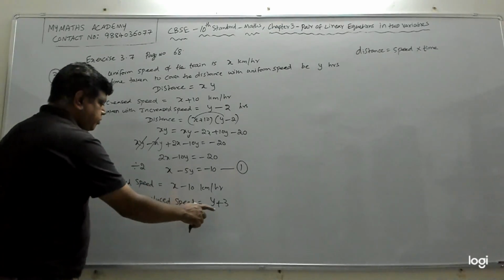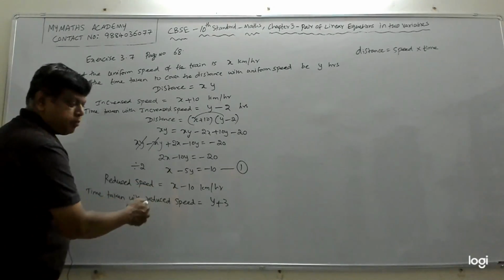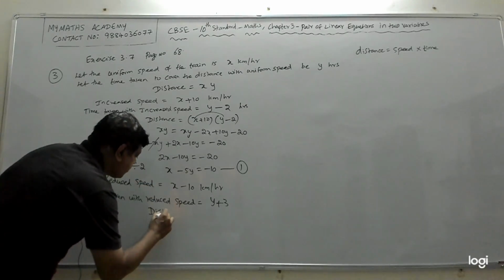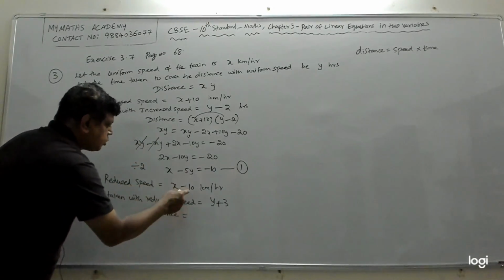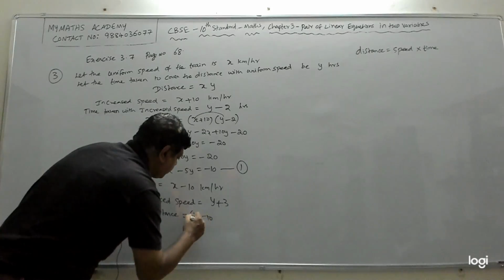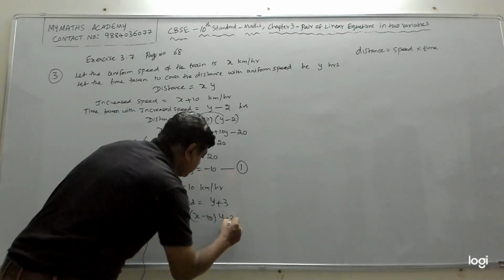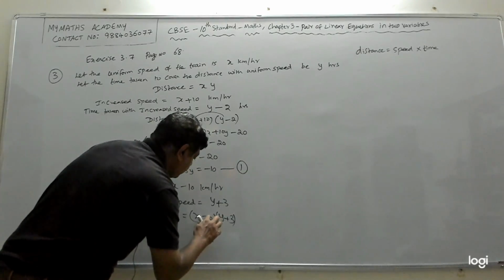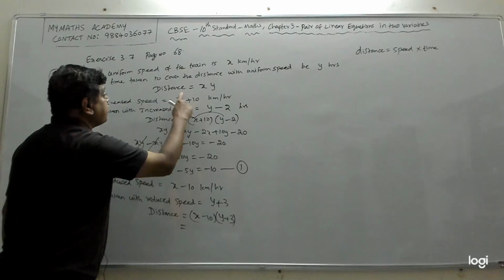So this is speed, this is time. Speed into time is distance, and the train will cover the same distance. Distance is speed, which is x minus 10, into the new time. Time is y plus 3. Right? Now let's multiply. So now distance is xy.